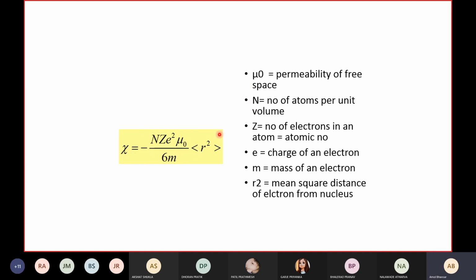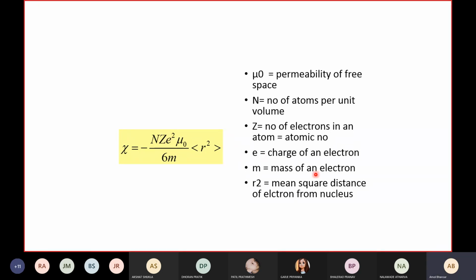In this equation, what is mu 0? Mu 0 is the permeability of free space. What is n here? N is the number of atoms per unit volume. How many atoms are there in the specimen of the material? That is the number of atoms per unit volume. Z is the number of electrons in an atom. So if you know the number of atoms, then you can calculate the number of electrons also.